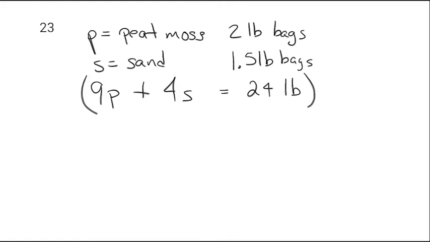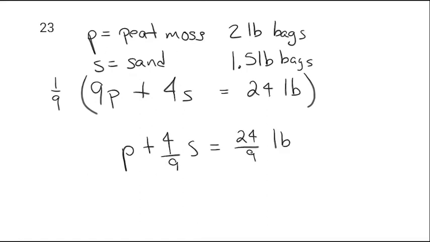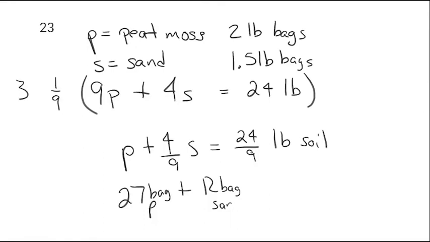I'm going to multiply by 2 separate things. The first one is going to be 1/9. So I can use 1 pound of peat moss plus 4/9, one bag of peat moss plus 4/9 a bag of sand is going to equal 24/9 of a pound of soil. Okay, I can multiply the whole thing by 3. So that would give me 27 bags of peat moss plus 12 bags of sand is going to give me 72 bags, not bags in this case, this is going to be 72 pounds of soil.